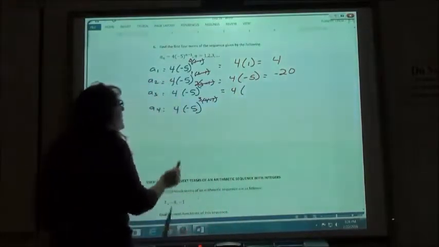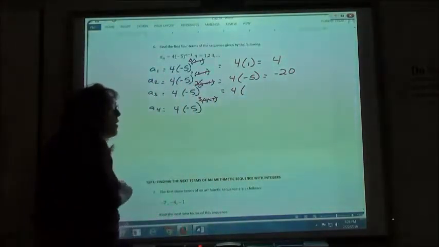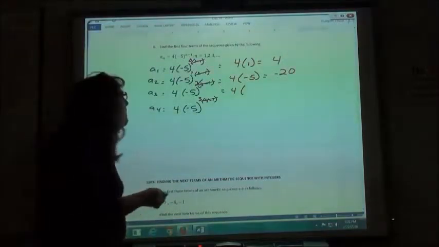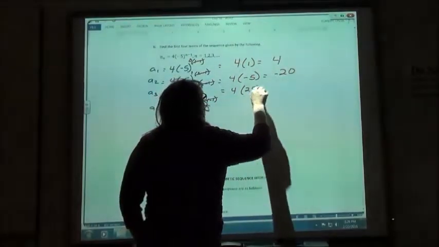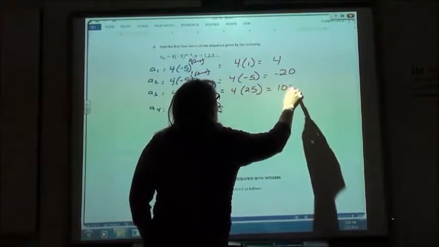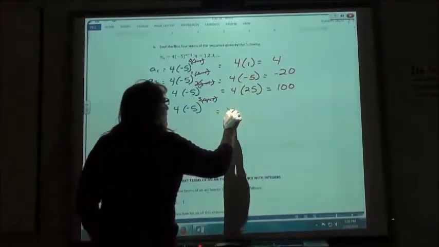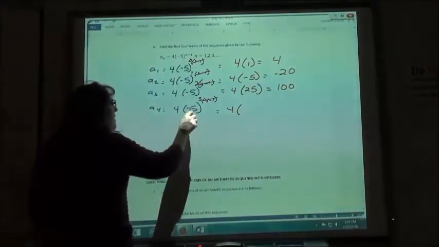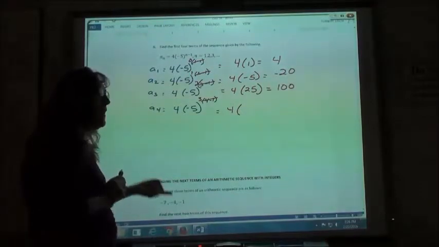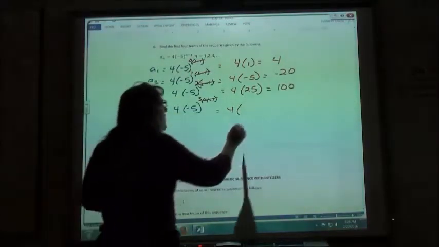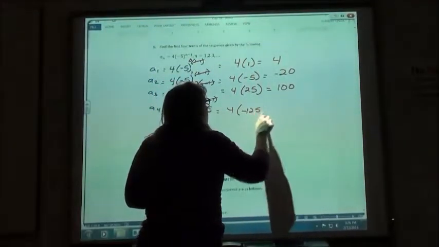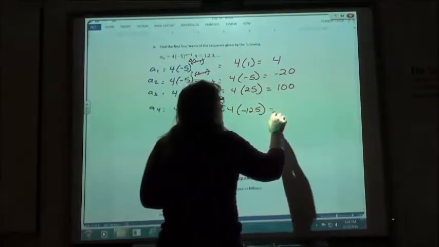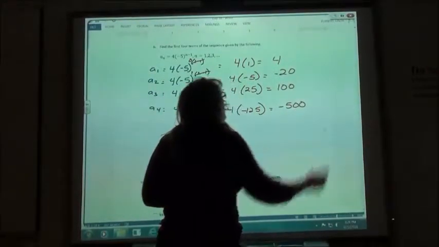4 times negative 5 squared. Negative 5 times negative 5 is a positive 25. 4 times 25 is 100. 4 times negative 5 to the third power. Negative 5 times negative 5 times negative 5 is negative 125. 4 times negative 125 is negative 500.